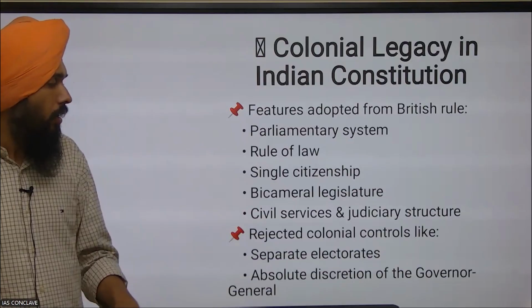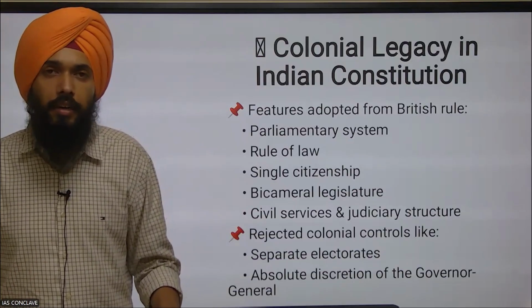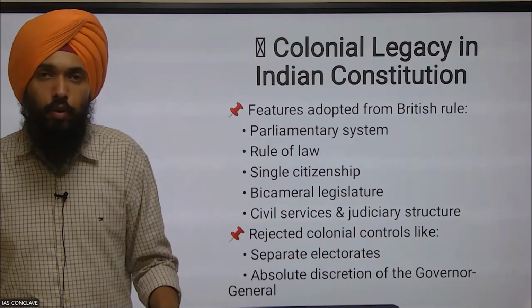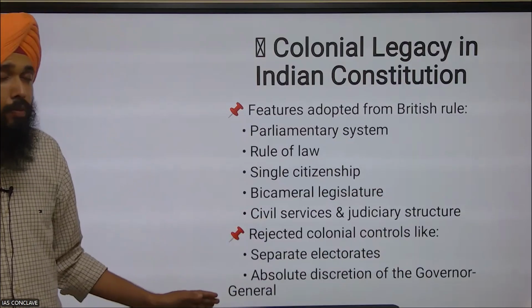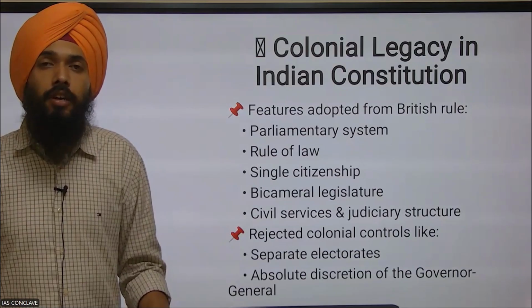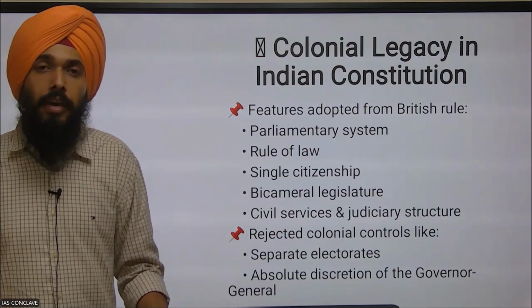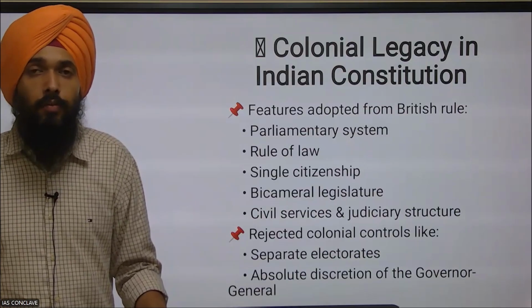We rejected the colonial controls. Some provisions we rejected outright, like the separate electorate and the absolute discretion of the governor. We see that discretionary power or veto power is not absolute. It can also be questioned in some ways.